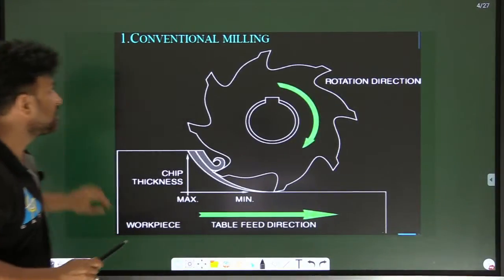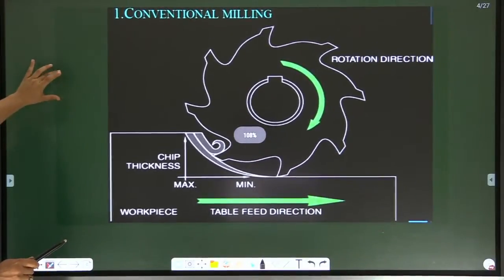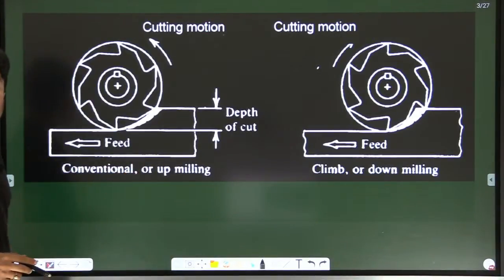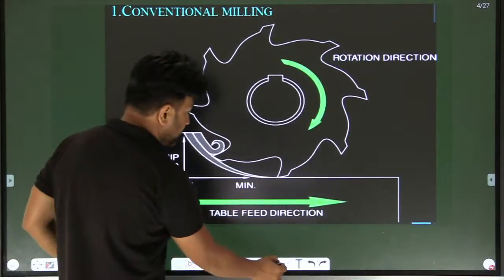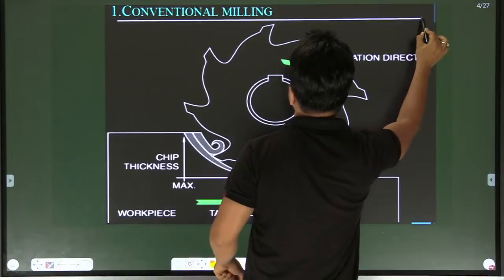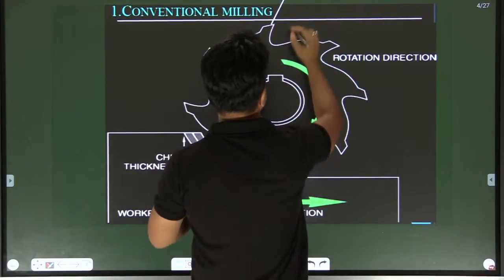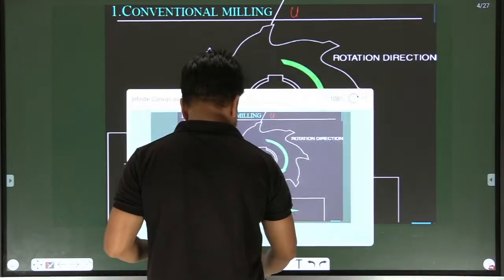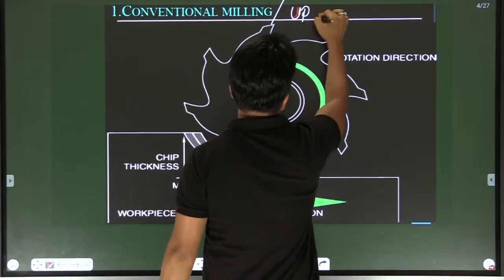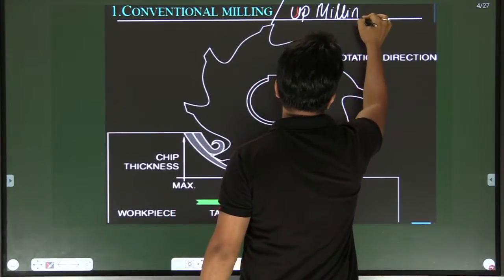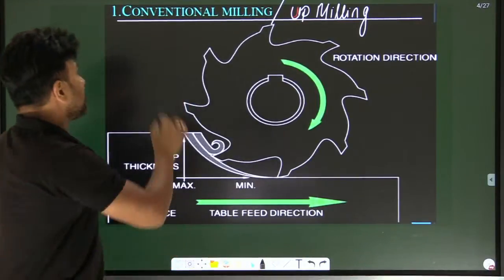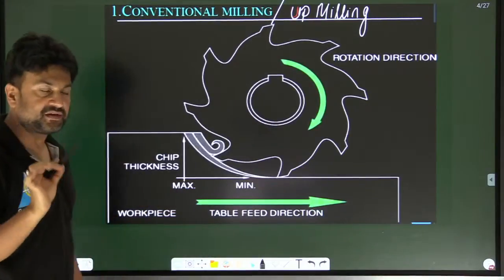Look, this is the conventional milling, right? The other name is up milling. So, I am writing down the other name: conventional milling plus up milling will be the other name. So, you should remember the names of milling, conventional milling or up milling. Is that clear?